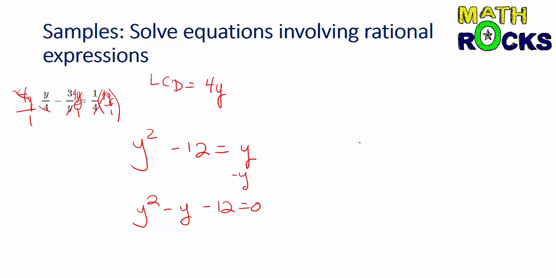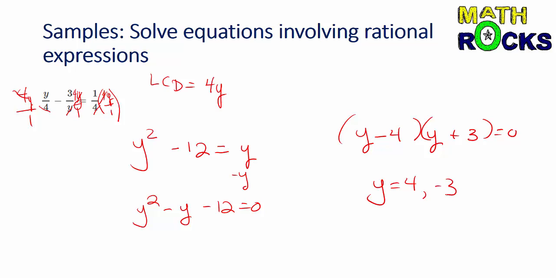Again, this one does factor, so I'm going to factor this out. This is y minus 4 and y plus 3. So our two possible answers are y is equal to 4 and negative 3. Now, because we have a variable in the denominator of the fractions, you always have to take your answers and verify that if you substituted them in for the variable in the denominator of your expression, it wouldn't make that expression be 0. Because if it would, it'd be an extraneous solution that we can't use.